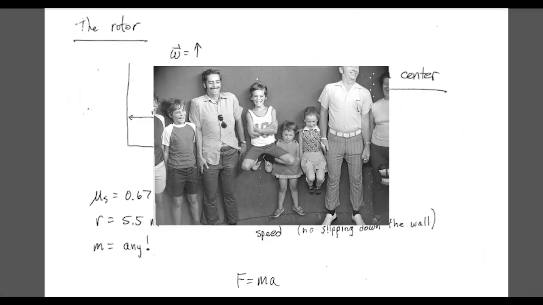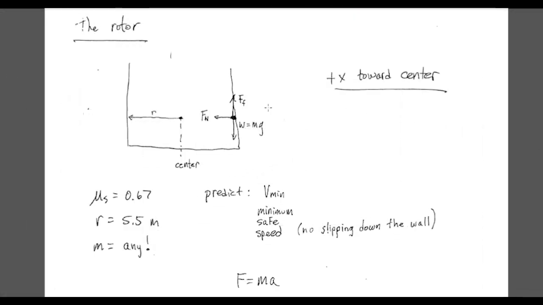So here's our force diagram for the Rotor Ride. This dot here represents a person standing against the wall. The wall provides a normal force which pushes the person towards the center of the circle. The weight of the person is down, and the frictional force is what is going to hold the person up.